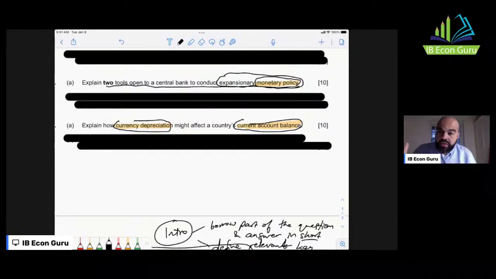According to economic theory, when a country's currency depreciates, exports will appear cheaper to foreigners, while imports will appear or will seem more expensive. This can have several effects on the country's current account balance. And then you proceed to explain, you draw a diagram, okay?